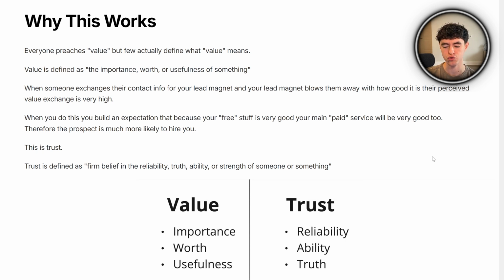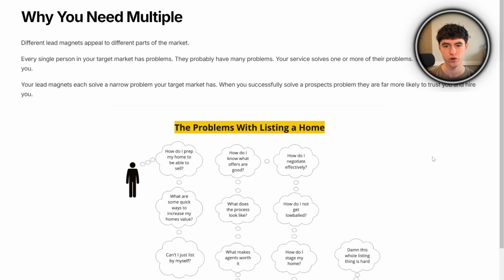Well, everybody preaches value, but few actually define what value really means. Value is defined as the importance, worth, or usefulness of something. When someone exchanges their contact information for your lead magnet and your lead magnet blows them away with how good it is, their perceived value exchange is very high. When you do this, you build an expectation that because your free stuff is very good, your main paid service will be very good as well. This is trust. Trust is defined as the firm belief in the reliability, truth, ability, or strength of someone or something.